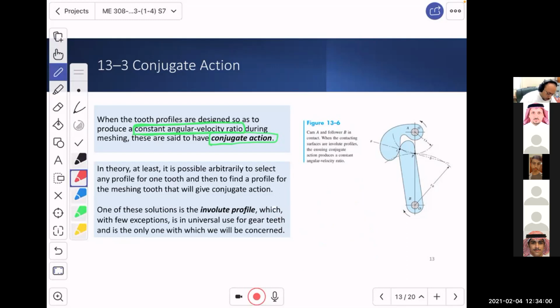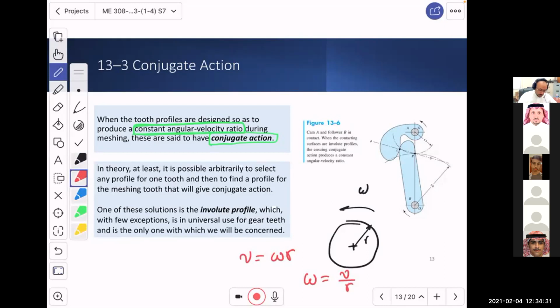For example, we all know from dynamics that if I have a rigid body pinned at the middle, and it's a circle with a radius r, rotating with an omega, then the velocity v equals omega r. My focus is on the omega, because I want omega equals v over r.